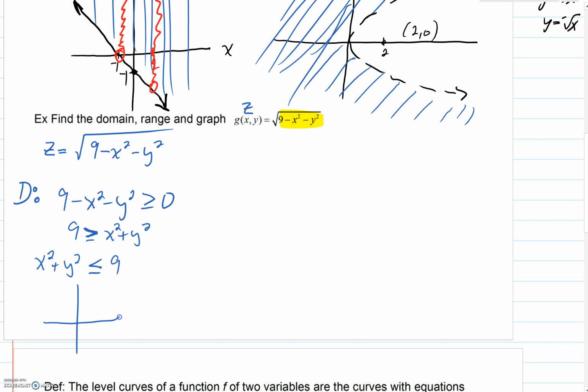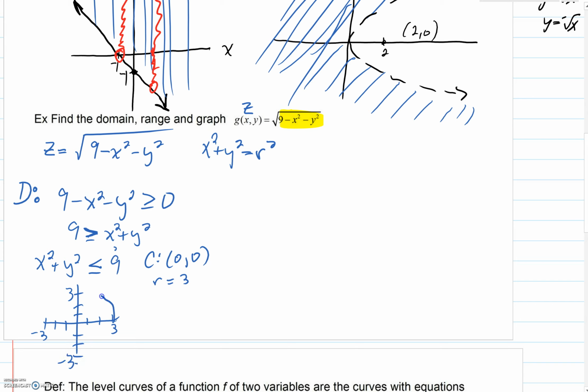It's a circle with a center at 0, 0. And this is 9, which is 3 squared. Remember, if you had x squared plus y squared equals r squared, r would have to be 3. So we can say 1, 2, 3. Go 3 steps to the left. We could go 3 steps up. We could go 3 steps down.